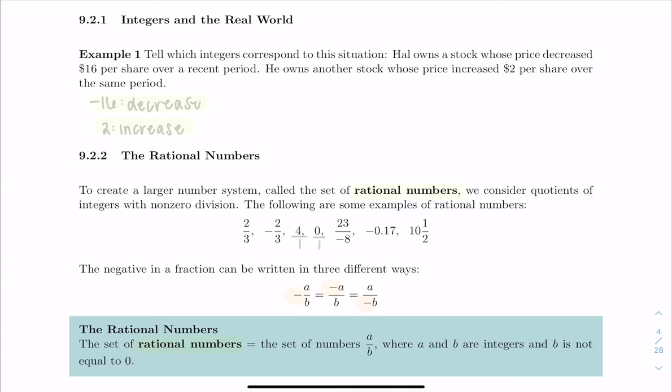So we would use -16 for the decrease, and we would use 2 for the increase. We don't write plus for its sign, we just write 2.